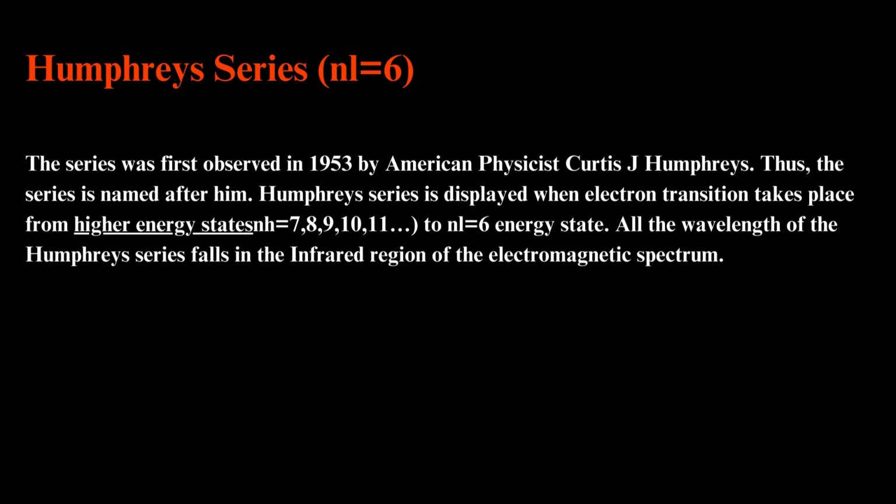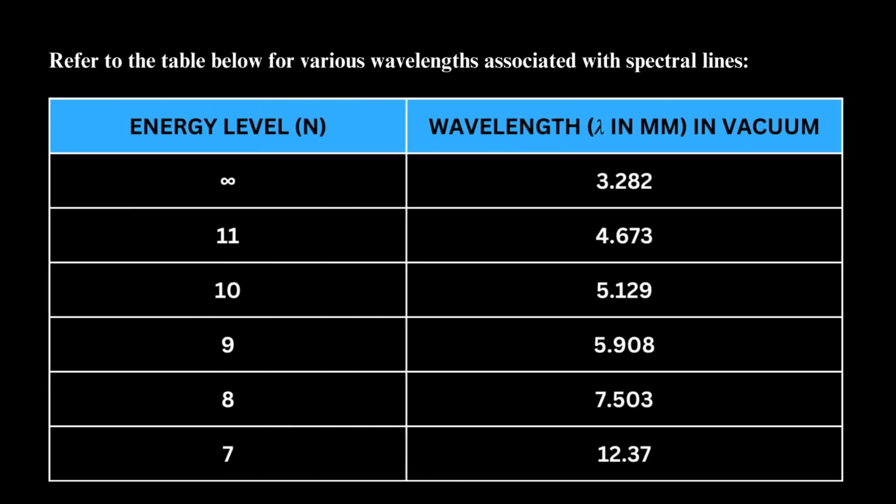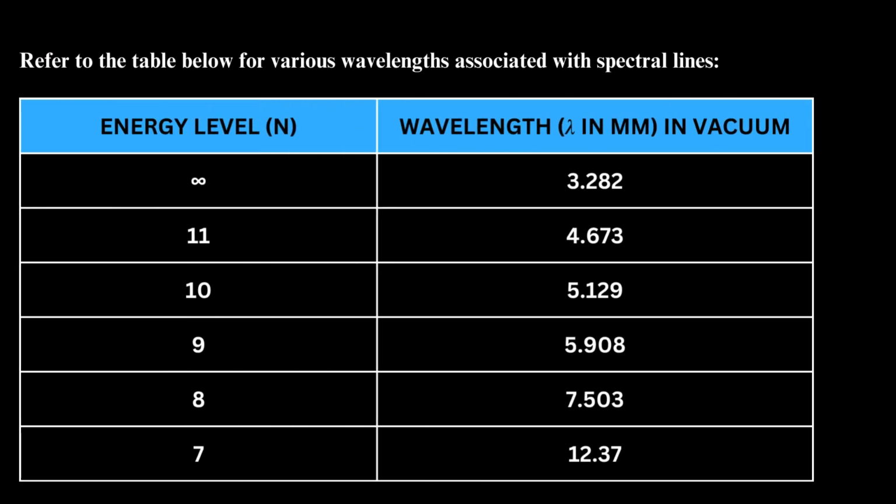Humphreys series is displayed when electron transition takes place from higher energy states n equals 7, 8, 9, 10, 11, to n_L equals 6 energy state. All the wavelengths of the Humphreys series fall in the infrared region of the electromagnetic spectrum. Refer to the table below for various wavelengths associated with spectral lines.